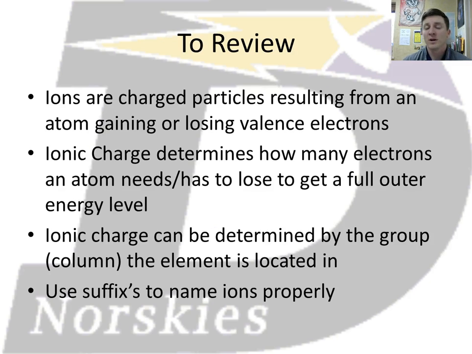So again, to review, ions are charged particles resulting from an atom gaining or losing electrons. And when we talk about electrons, we are specifically referring to valence electrons, the outermost electrons in the outermost energy level. Ionic charge will determine how many electrons an atom needs to gain or has to lose to get a full energy level. And then the ionic charge can be determined by looking at the main group or the column the element is located in. And then again, make sure that you use suffixes properly to name these ions.